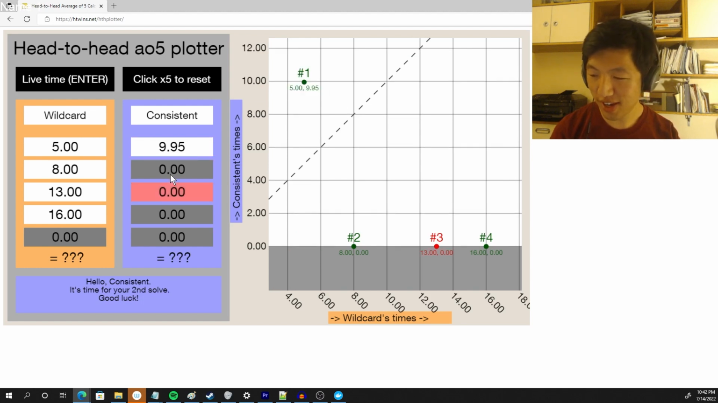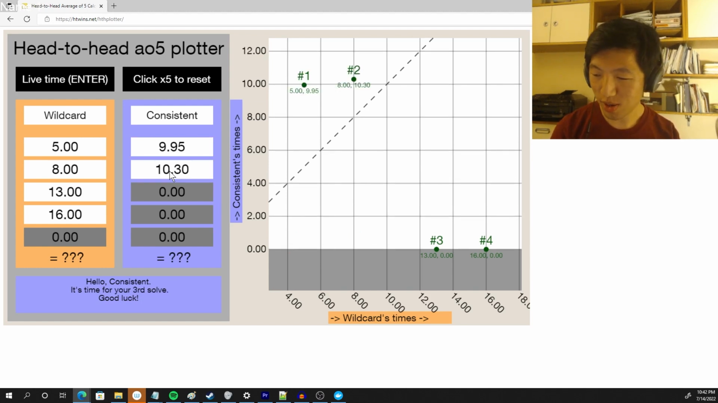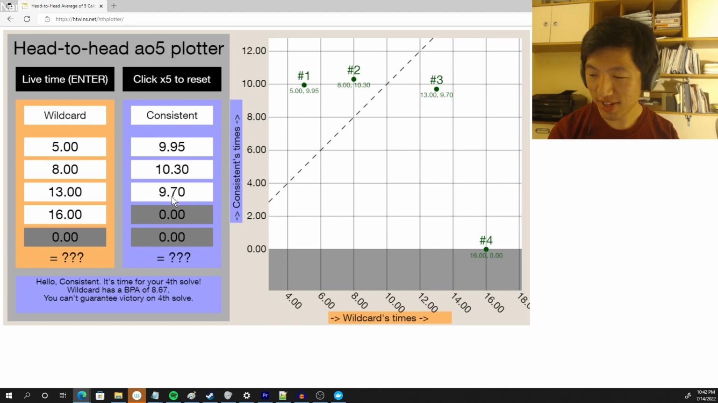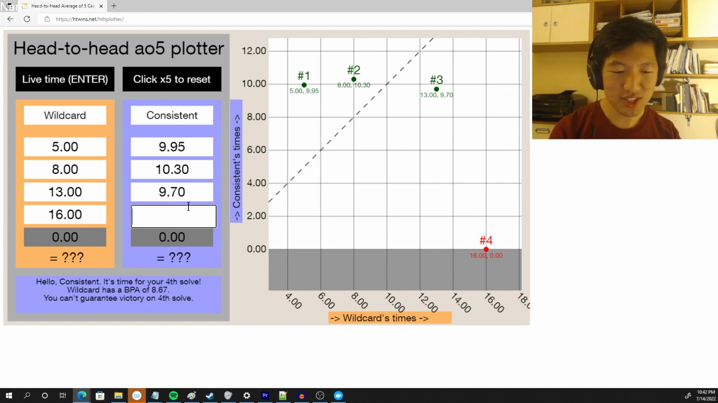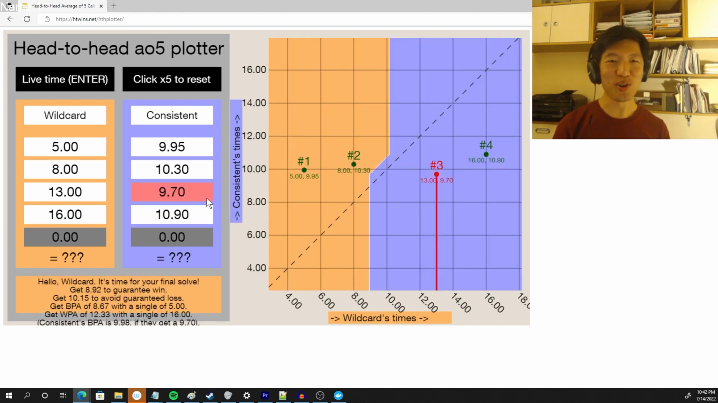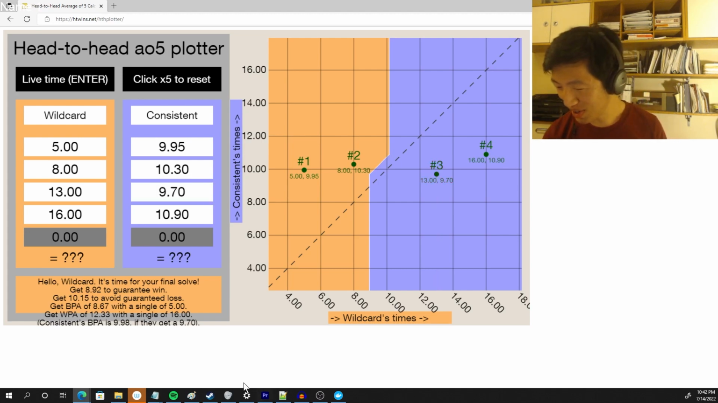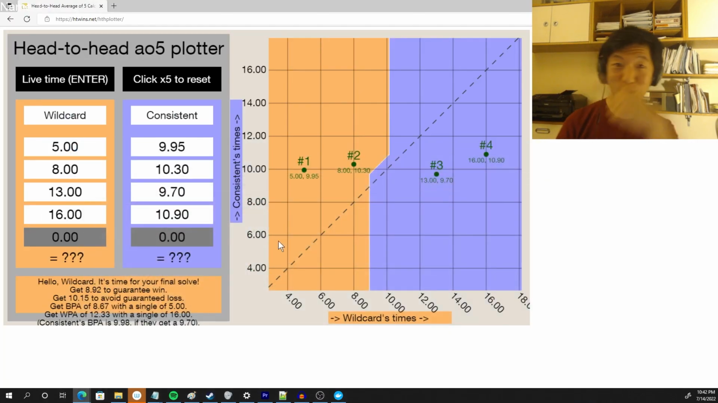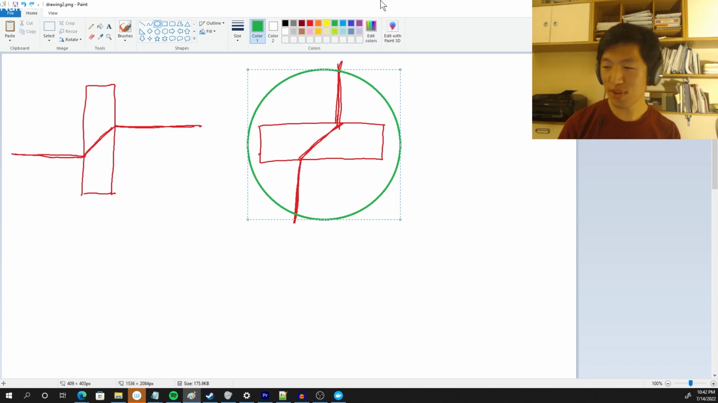So like 9.95, maybe like 10.30, maybe they get a 9.7, and then they get, let's say, a 10.9. And there we go. We get the exact shape that I was showing you on MS Paint, but in the real world. So there we go. These are 2 different possible curves.